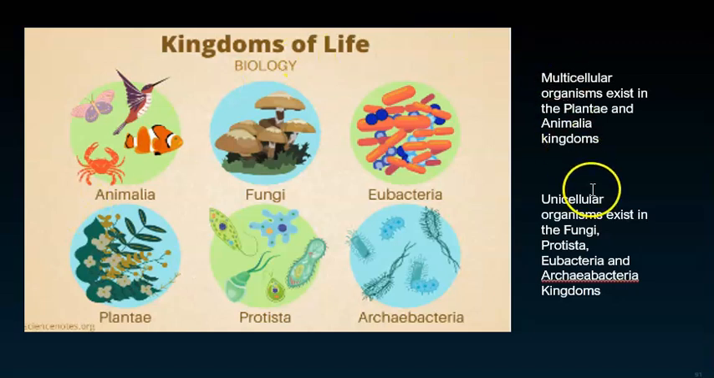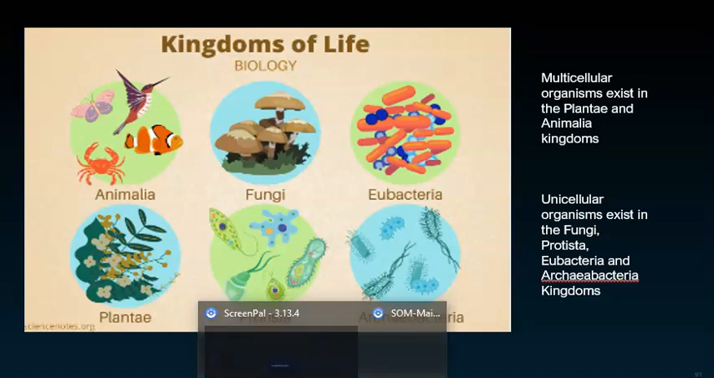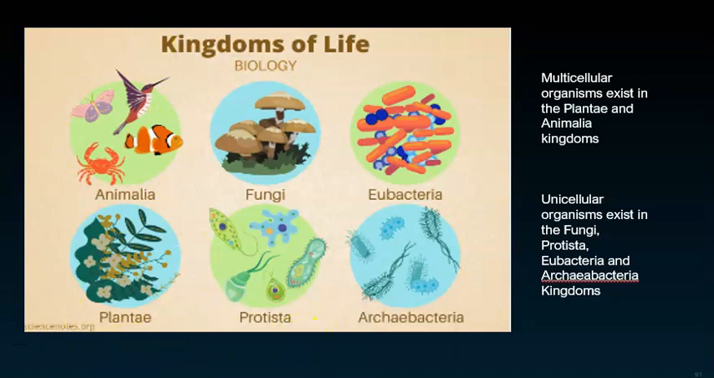And of these, all of our unicellular organisms will be in these 4 groups. So protists, fungi, eubacteria, and archaebacteria, all of these could have unicellular organisms. But everything that lives and is part of the plant or animal kingdom, Animalia or Plantae, those will all be multicellular. So we don't have any unicellular animals. We don't have any unicellular plants. There are unicellular fungi like yeast and unicellular examples of all of these. But plants and animals are all going to be multicellular.